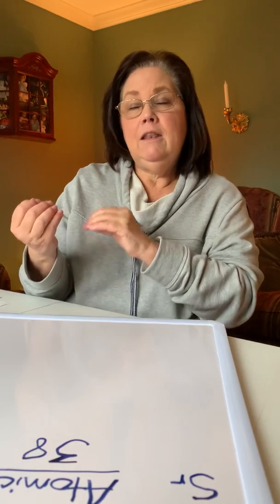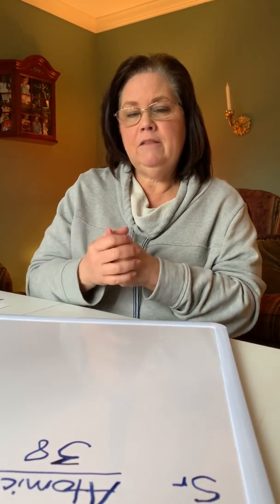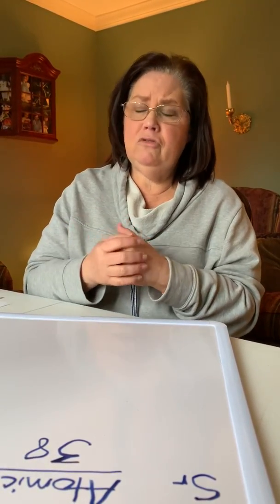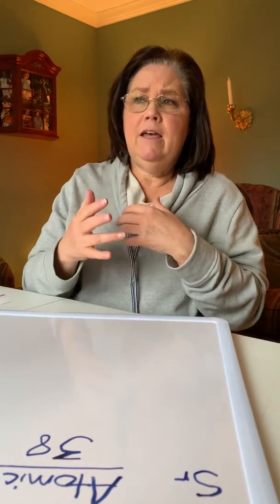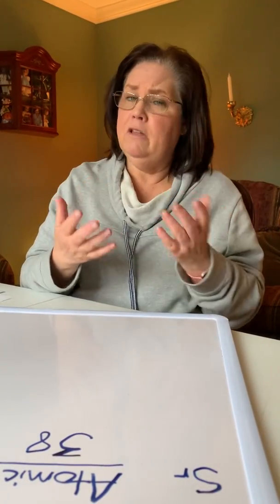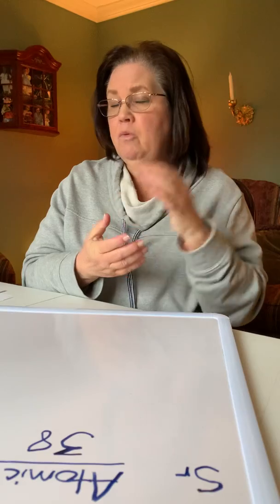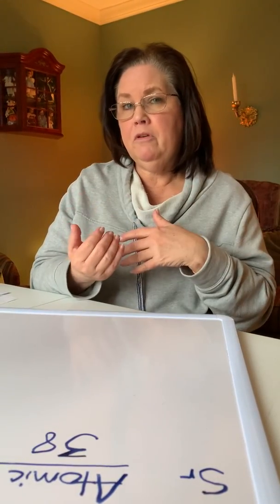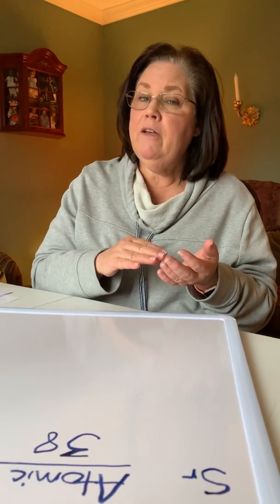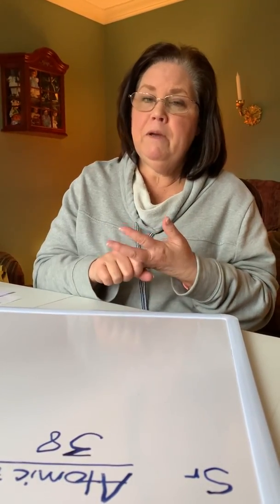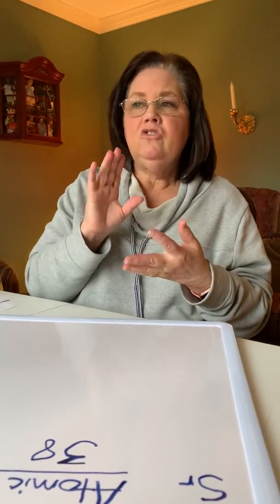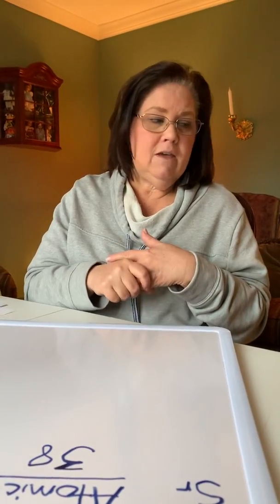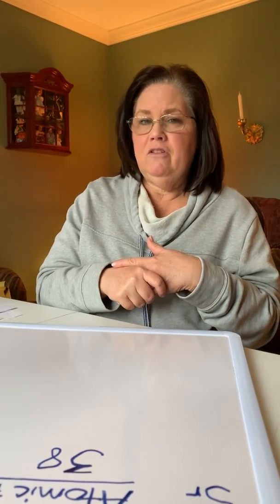Then you have non-polar covalent bonds. They're the ones that do share evenly, and that just makes for a much lovelier situation. We also have double covalent bonds and triple covalent bonds. Double covalent bonds, remember, are when two pairs of electrons are shared. Triple covalent bonds is when three pairs of electrons are shared.